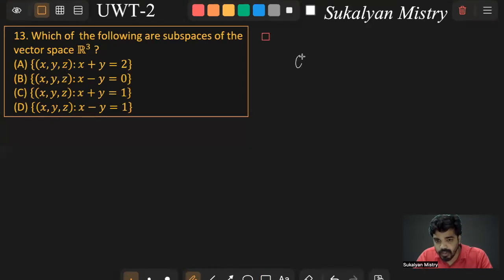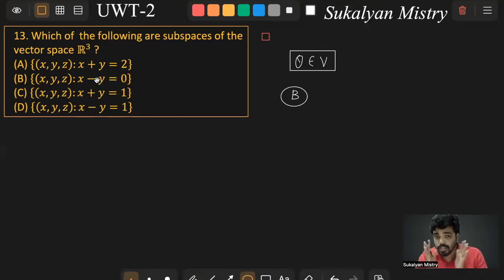So for a subspace, our condition is that the null vector must belong to V. Right. So here, look at the right-hand sides, the equations x + y = 2, x - y = 0. So for option B, the null vector belongs to this space. Okay, so x - y is 0. So option B is correct. And the short trick is: when you see 0 there, that set will form a subspace. If there is a non-zero number instead of 0, it can never form a subspace. Okay, clear?